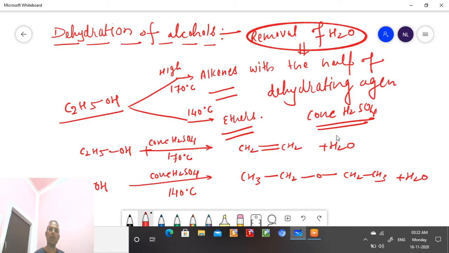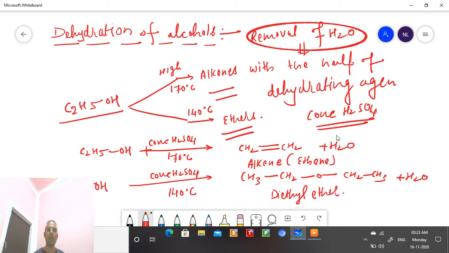Now student, here the double bond is there, so this is an alkene. There are two carbons, so for two carbons we use 'eth', and the double bond makes it ethene. And here, this is the compound diethyl ether.